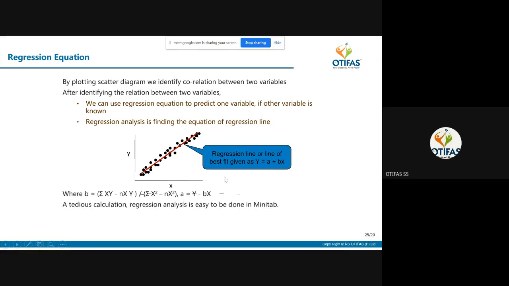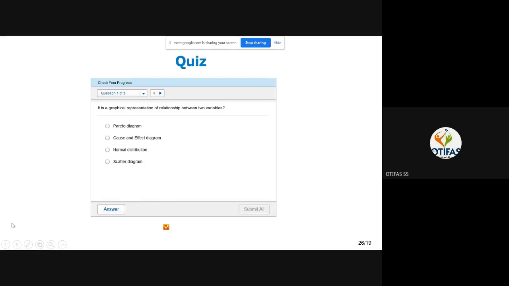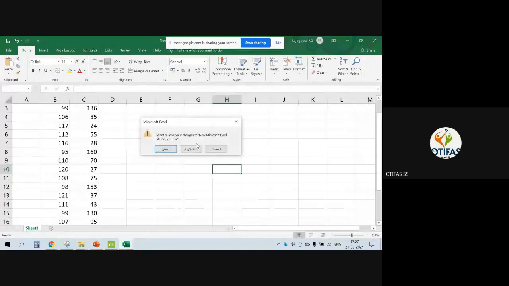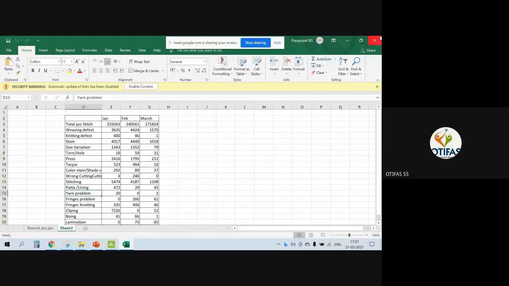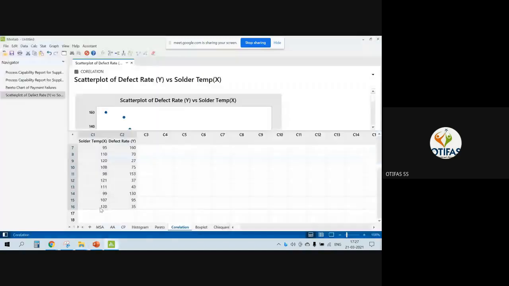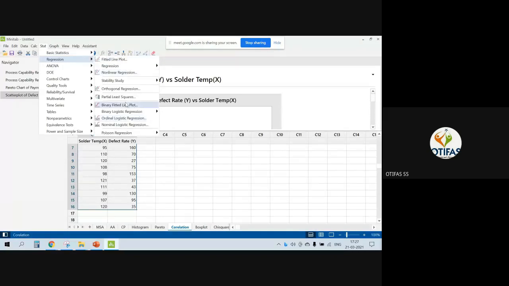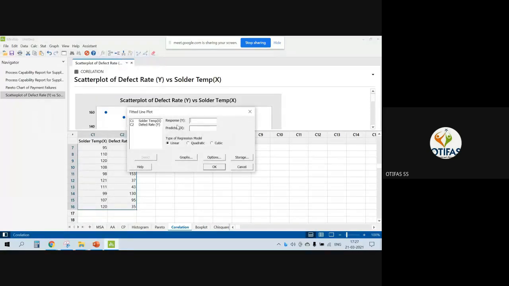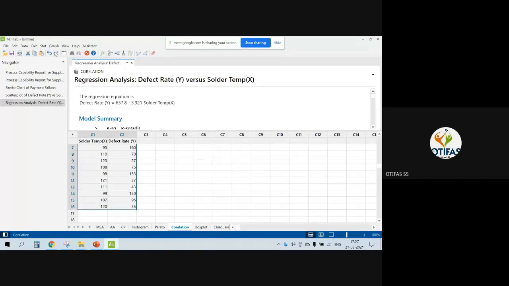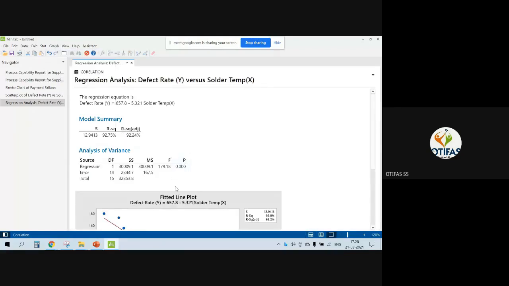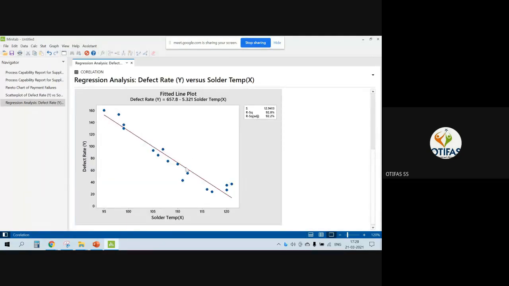So a regression equation is like y is equal to a plus bx. Again, Minitab will give you that. If you want to do that, go to Minitab. Same thing: if you want to do a regression analysis, go to regression, fitted line plot, and put y and x. Okay, so you get the same graph with a fitted line plot.